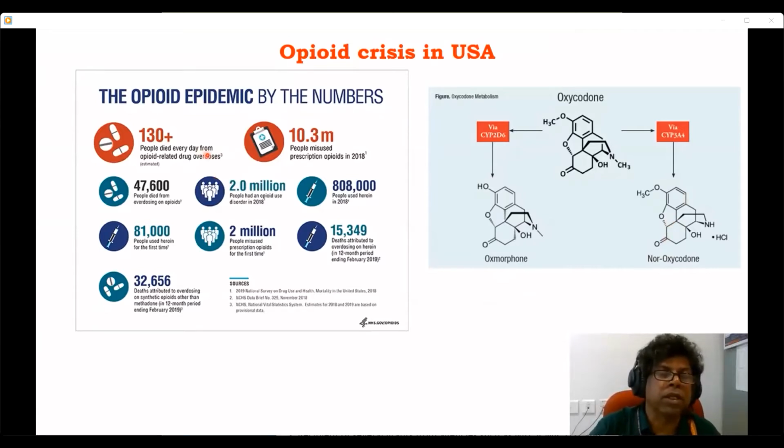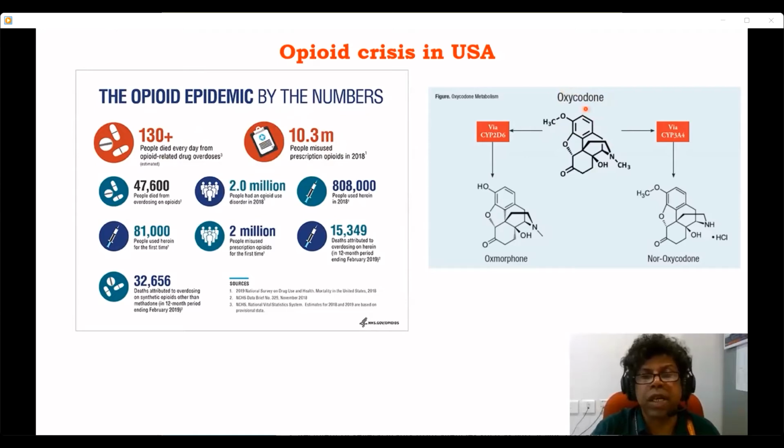So these are some of the numbers, because the number of people who take this particular drug in the US is unbelievable. Around 130 people die every day from this drug overdose. This overdose may be due to either a poor metabolizer or maybe a rapid metabolizer. We don't know. There is no such testing done frequently. Around 10.3 million people misuse these drugs.